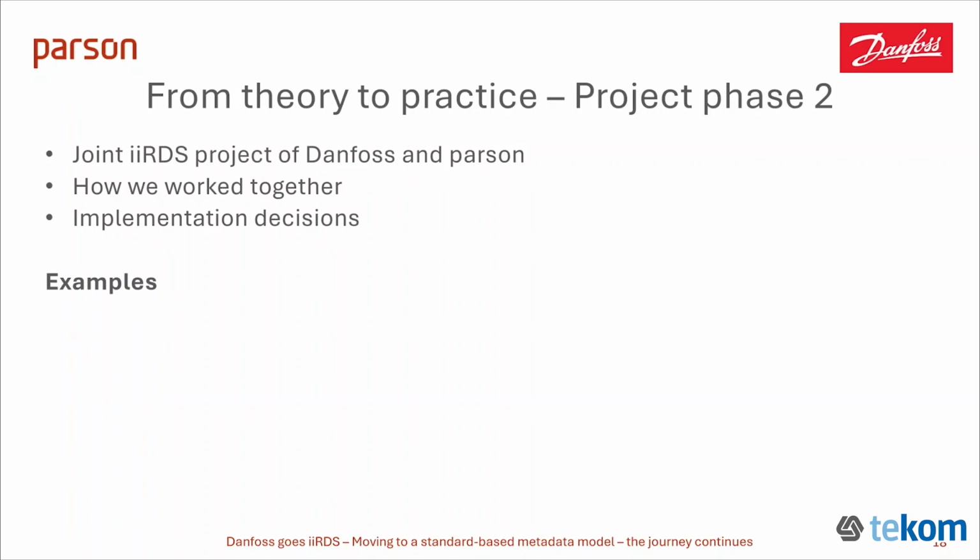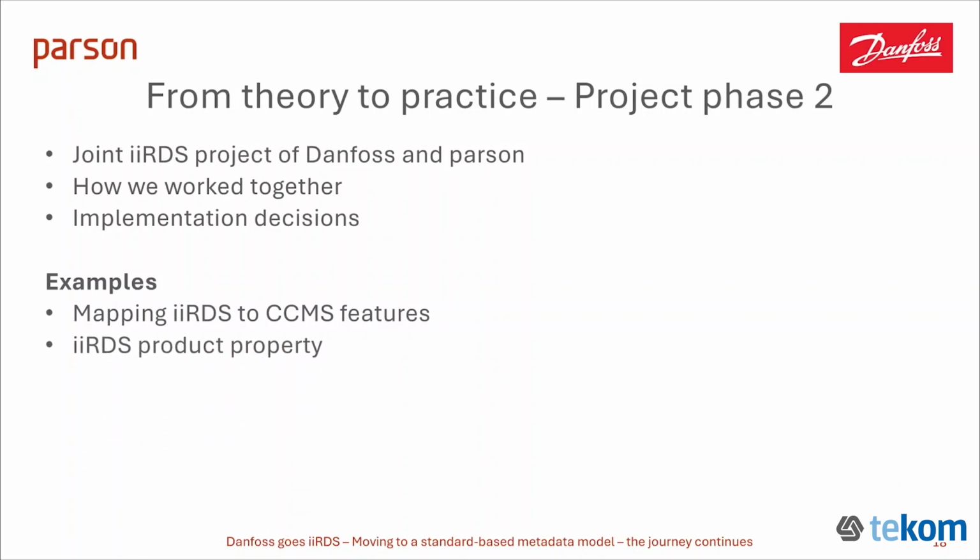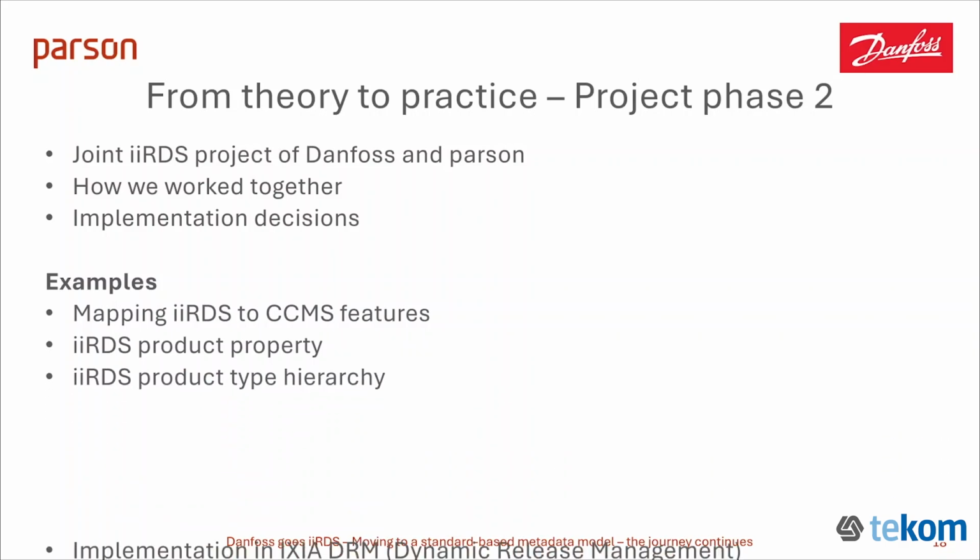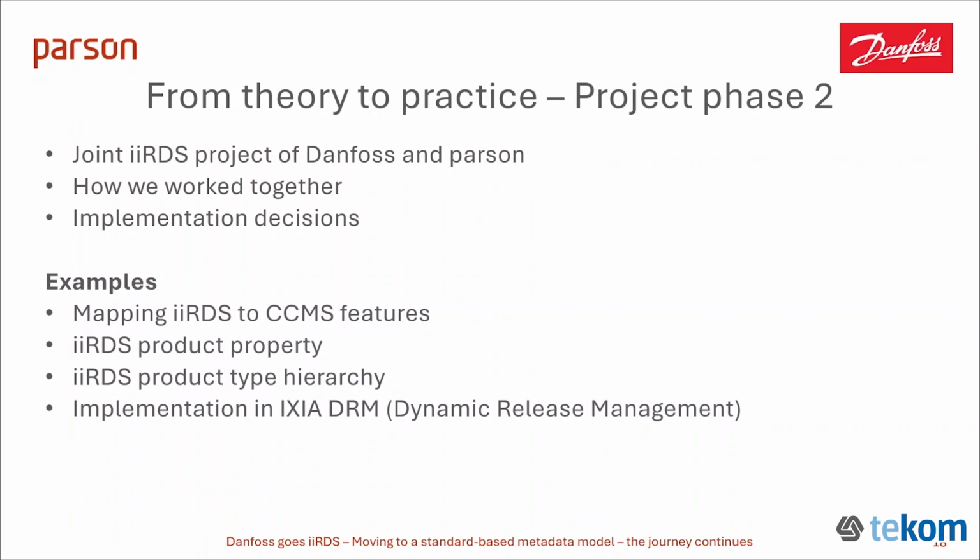We'll talk about what's very important regarding the decisions you have to make, what and how to implement, and we will give you some concrete examples, as Holger already pointed out, from mapping the iiRDS data to the implementation in the system. We will show you some product property implementation, some product type hierarchy, how this is implemented, and especially how everything comes together in IXIA CCMS.